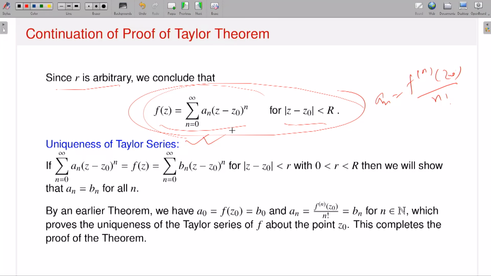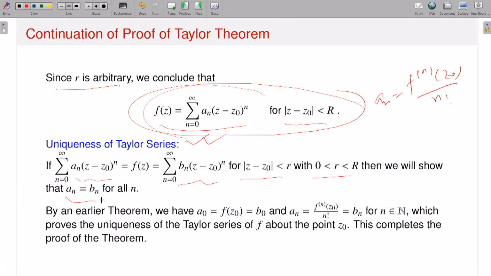This is the uniqueness. Uniqueness is trivial. Suppose you have the expression of f as the sum of a_n times z minus z naught to the power n. Suppose you have another series expansion, the sum of b_n times z minus z naught to the power n, for the absolute value of z minus z naught less than small r, and small r is less than capital R. Then I have to show that a_n is equal to b_n.